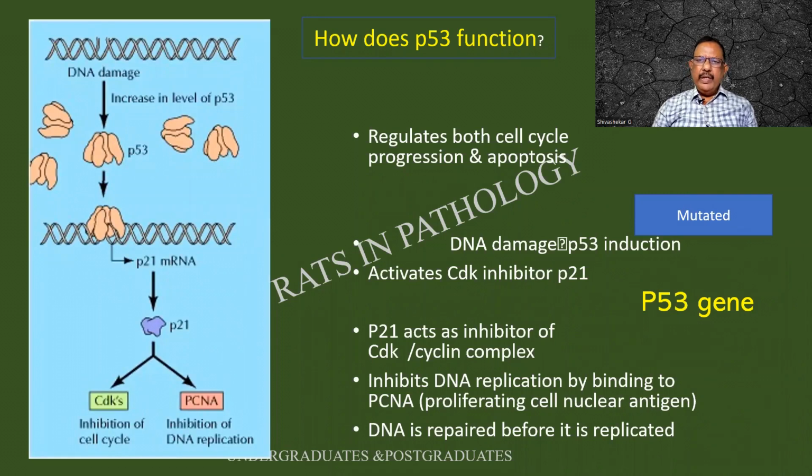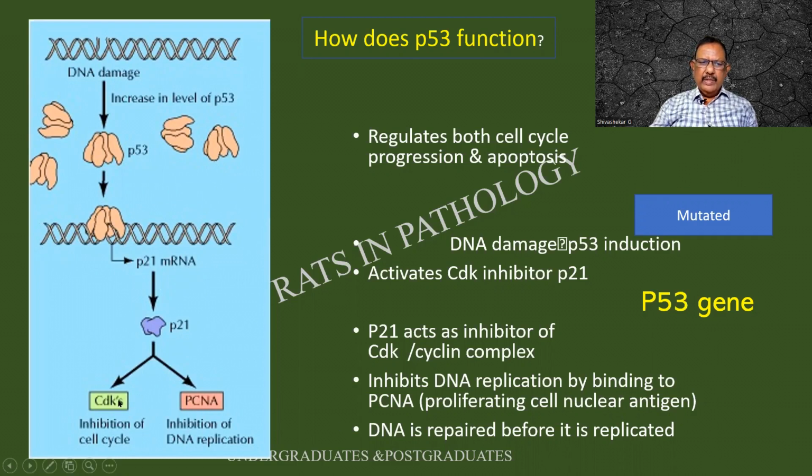Now, how does the P53 function? Look at this one. This is DNA that is being damaged, and this leads to an increase in the level of the P53. The P53 is supposed to be protective, as a result of which there is continuous production of the P21, and it leads to the formation of CDK and PCNA, proliferating cell nuclear antigen. So these two are being produced.